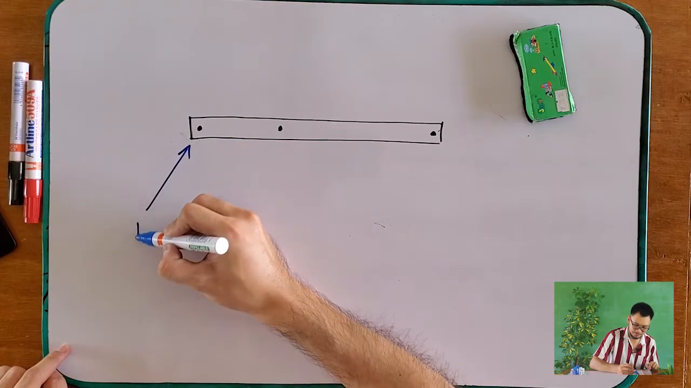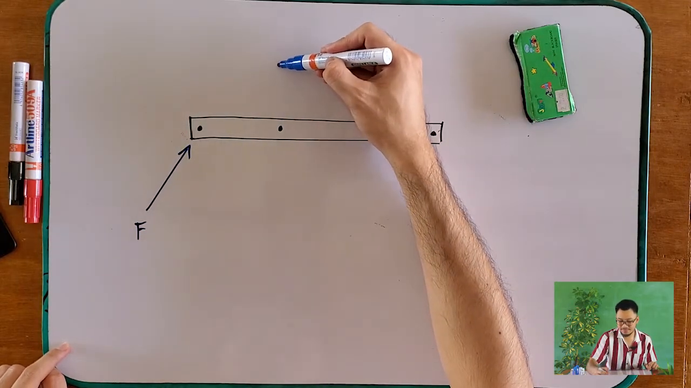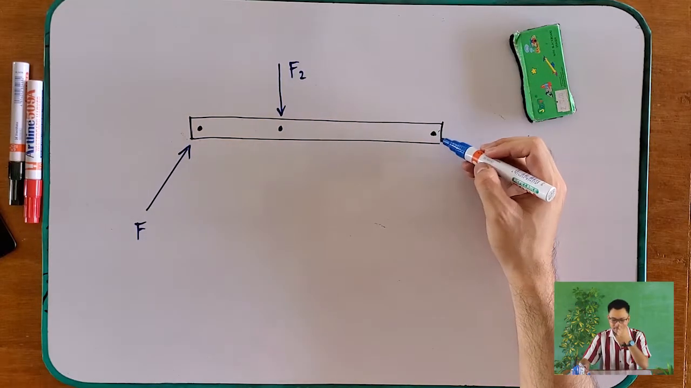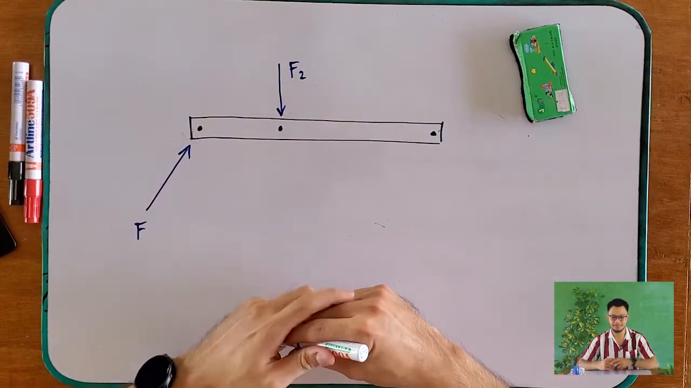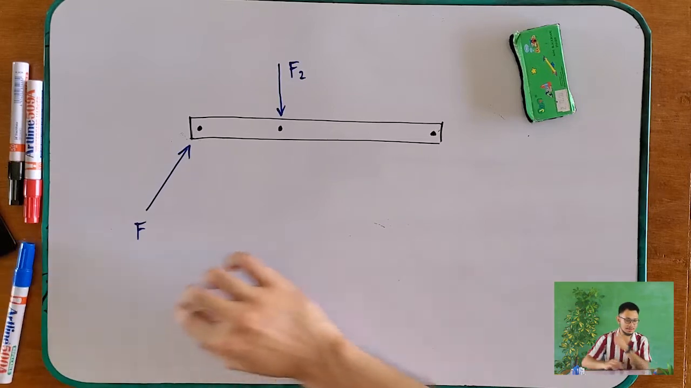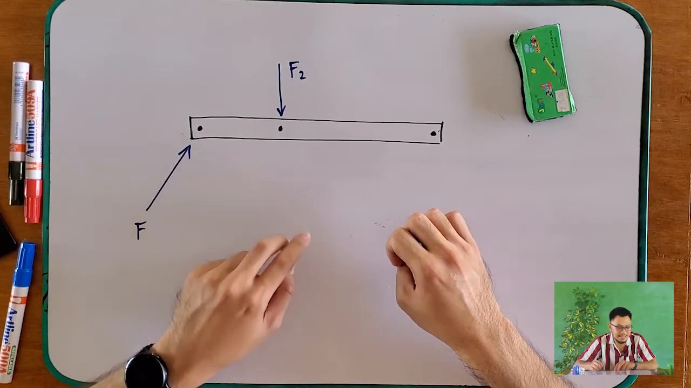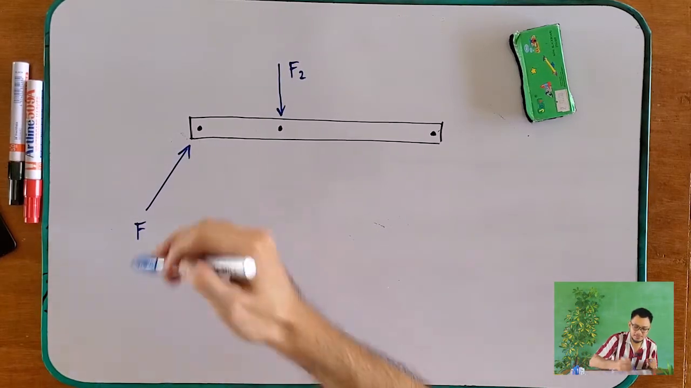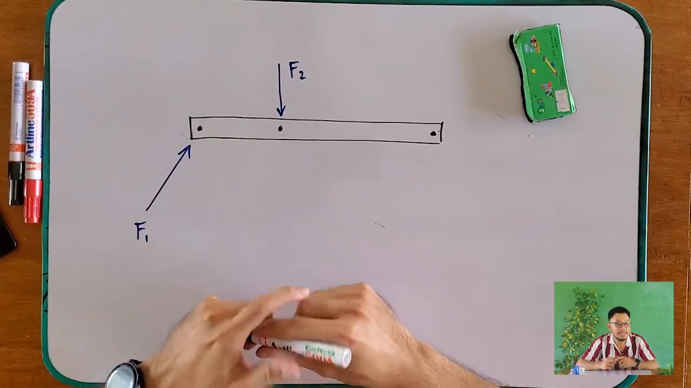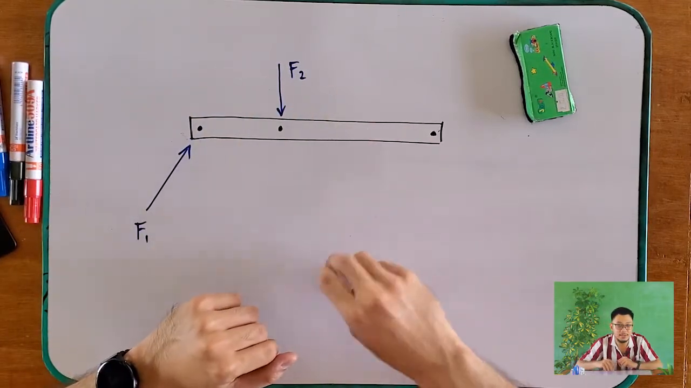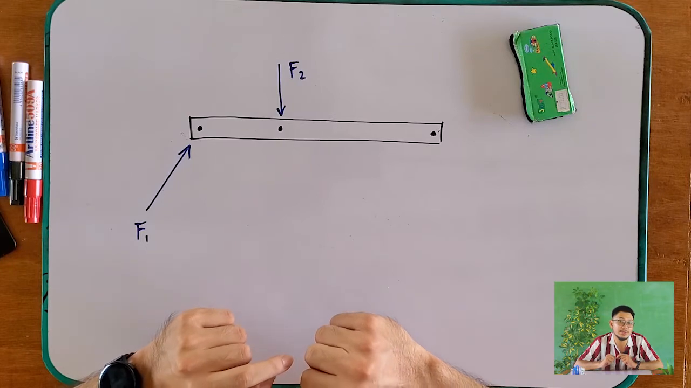Okay? So we have a force F1 here. We have a force F2 here. And there is our F3, which we don't know yet. Okay. So, if we say that this member is in equilibrium, then your F1, your F2, and your F3 should be equal to 0. So, the forces F1, F2, and F3 should be equal to 0. And also, your moment should be equal to 0.